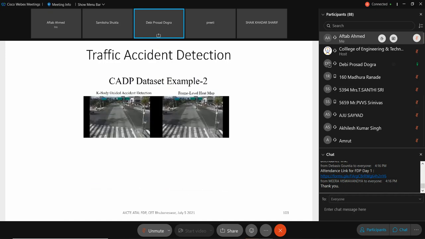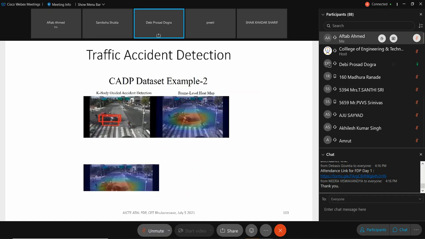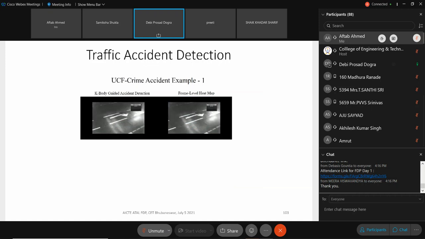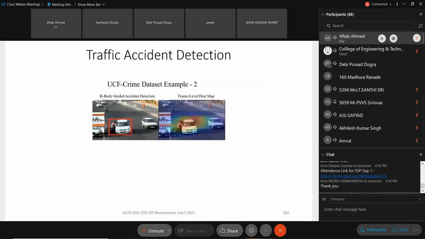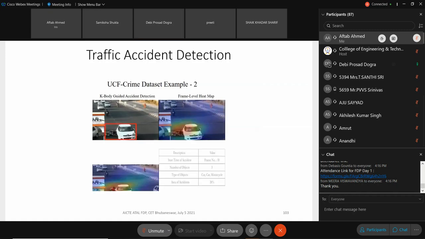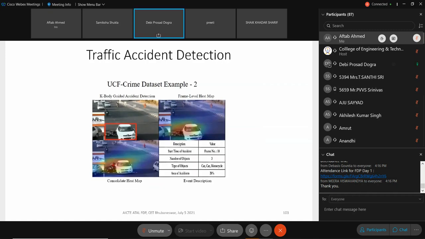Then the next scenario. We have taken this from publicly available data sets and we have applied our method. And you can see that the accidents are spotted and the description comes also. These are all automatically done. So descriptions also involve how many objects are involved, what is the type of the object, what is the area of the accident, all these things are there.